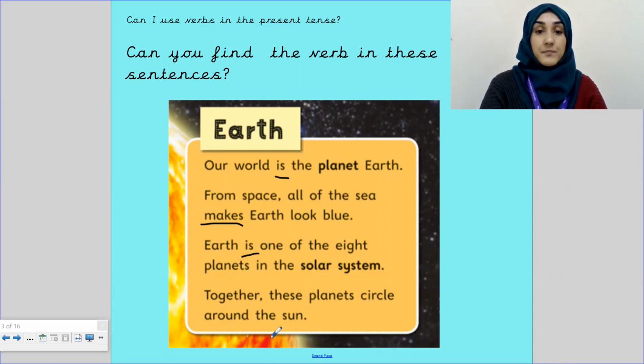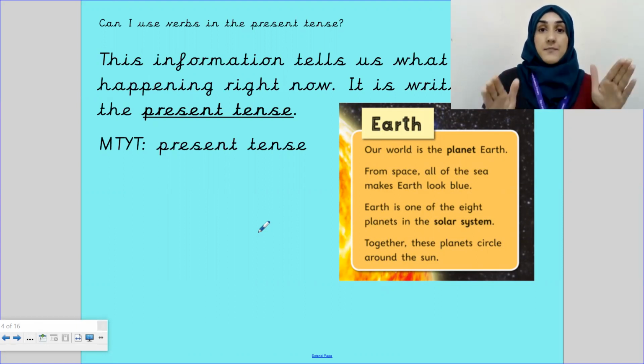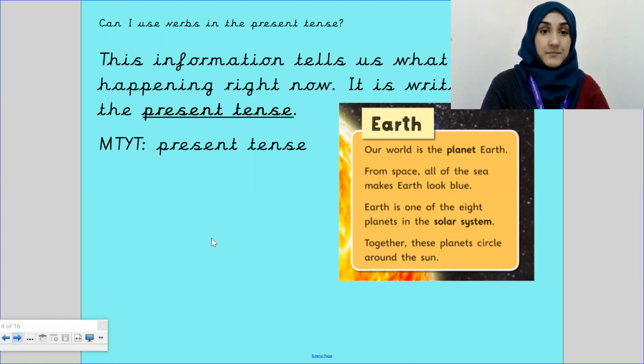Last sentence. Together, the planets circle around the sun. What is the doing word in that sentence? Fantastic, it's circle. Lovely. Okay, this information tells us what is happening right now. It is written in the present tense. Present tense. Well done.